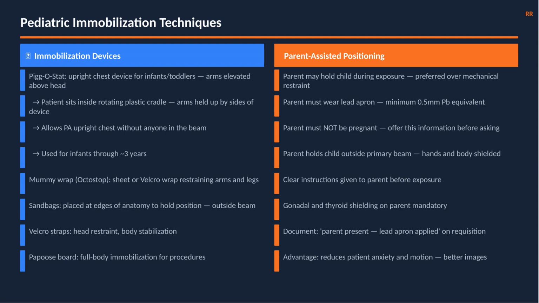Parent-assisted positioning. A parent may hold the child during exposure, often preferable to mechanical restraint because it reduces anxiety and improves patient cooperation. The parent must wear a lead apron, minimum 0.5 millimeter lead equivalent. The parent must be notified that they should not hold the patient if they are pregnant. Parent holds the child outside the primary beam, hands and body shielded. Document, quote, parent present with lead apron applied, unquote, on the requisition.